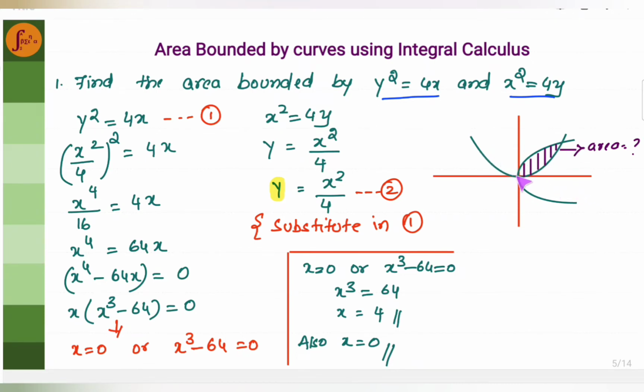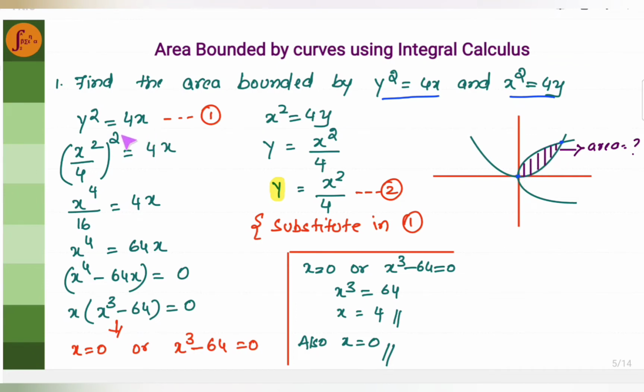So what we have to do is find the intersecting points of these two curves, right? This is one curve and this is one curve. Now we'll have to find the intersecting points. Once we find the intersecting points, then we can find the area between these curves using integral calculus, right? The main benefit of integral calculus is to find area.